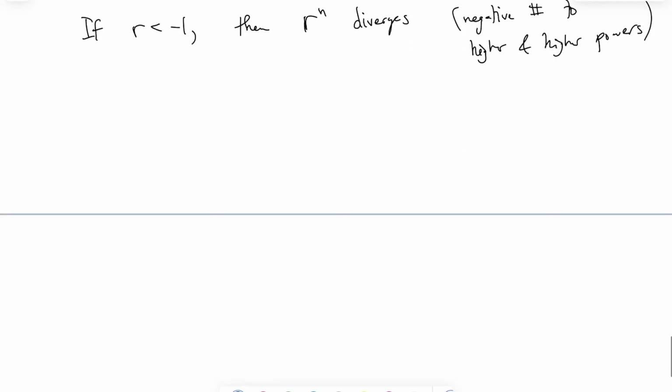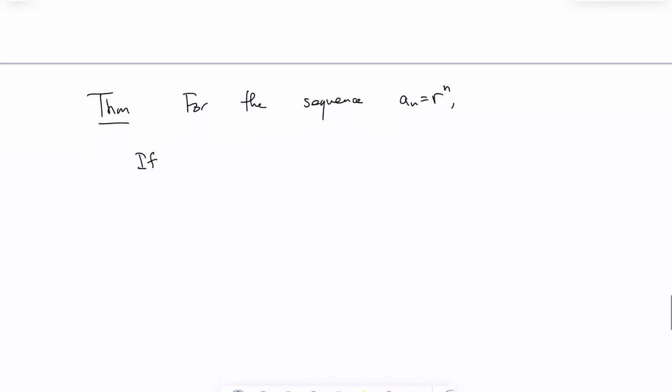I'm going to write this as a theorem. This is a summary of all of that stuff that I said up there. It says, for the sequence a_n equals r to the n, I'm going to summarize everything that we just said. If r is greater than 1, then the limit of this sequence, r to the n, equals infinity. It diverges and the terms become larger than any number you can imagine. All right? That's the first case.